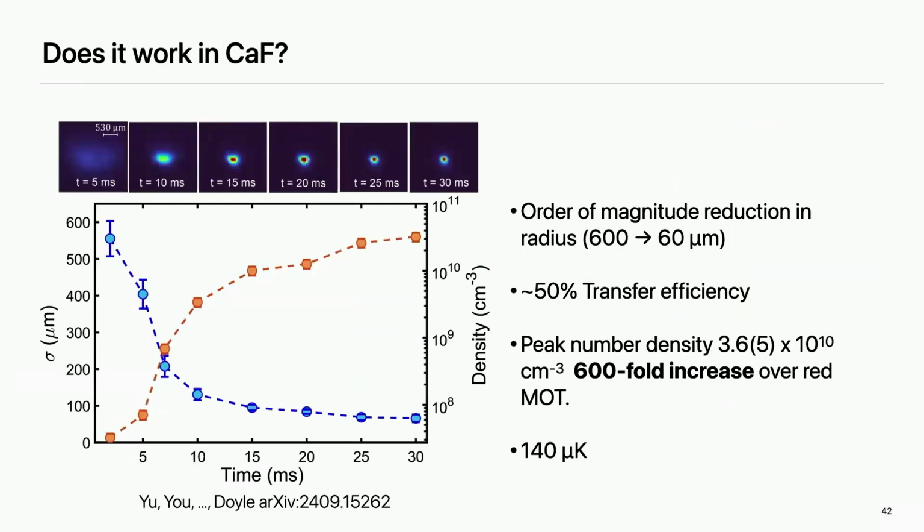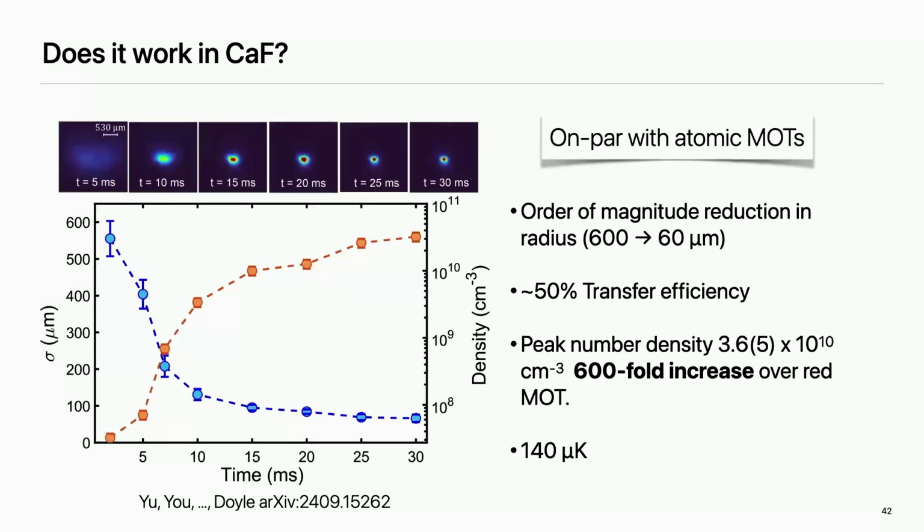And in particular, there's an order of magnitude reduction in radius, which gives you almost a factor of 1,000 increase in density, with reasonable transfer efficiency from the red MOT into the blue MOT. And because you have the sub-Doppler cooling, you're going from millikelvin to 100 microkelvin. Okay, so now I'm going to say this is on par with atomic MOTs. Realistically, it's on par with a not so good atomic MOT, but ballpark.